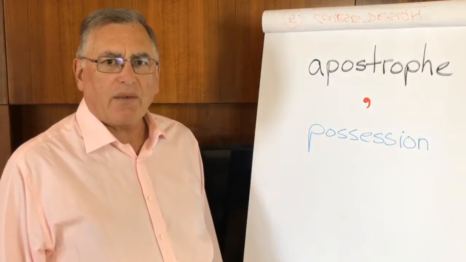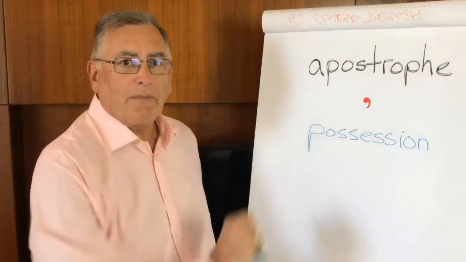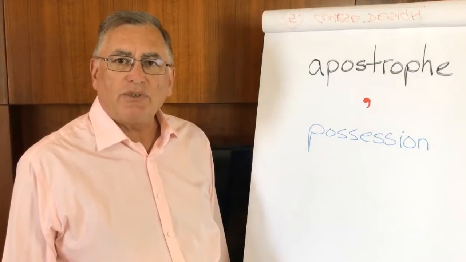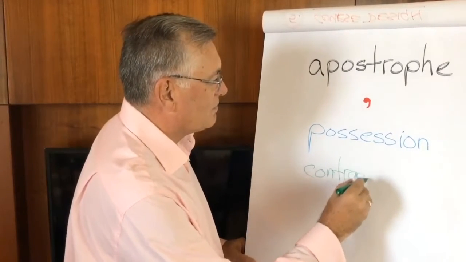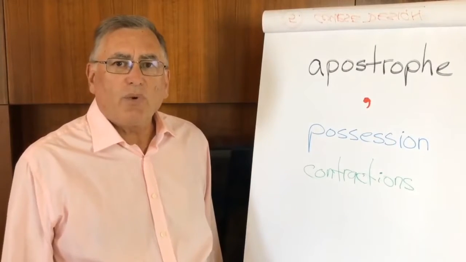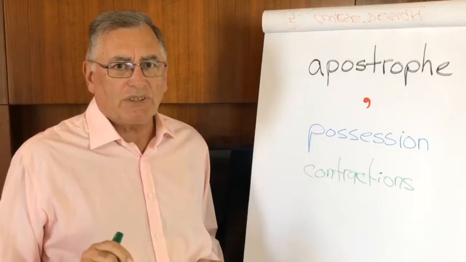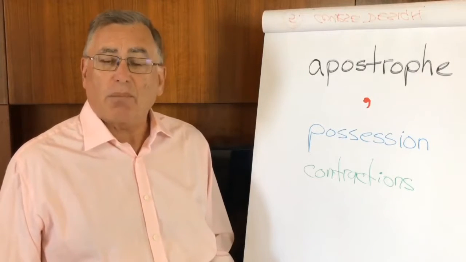In the last video, I covered the use of apostrophes to show possession. In this tutorial, we're going to learn about apostrophes as they are used in contractions. Now, the word contractions means squeezing together. And one of its uses is to describe shortening a word or words by removing some of the letters.